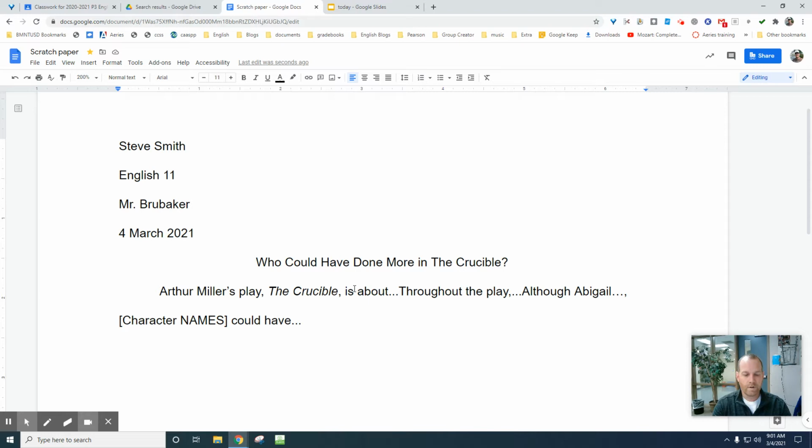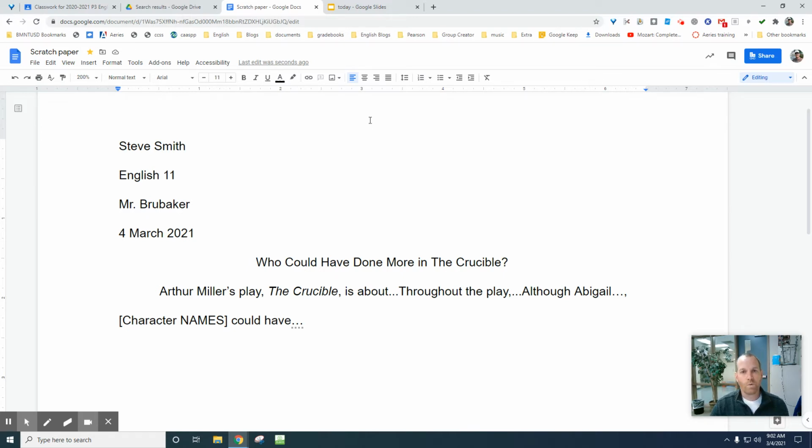All right, now that we're done with our introduction, we're going to write a paragraph. So again, I'm going to press Enter and Tab. We're going to write a paragraph about each of the acts in the play. So one paragraph about Act 2, one paragraph about Act 3, one paragraph about Act 4. And we're going to pick a character in each of those acts who could have done something more to put an end to the witch hunt that is tearing apart Salem.